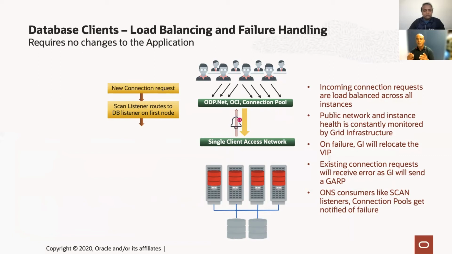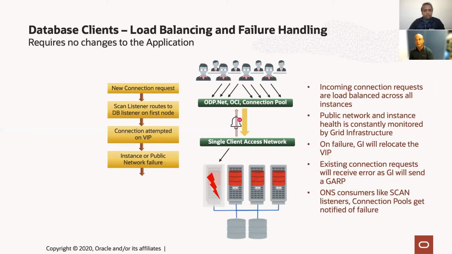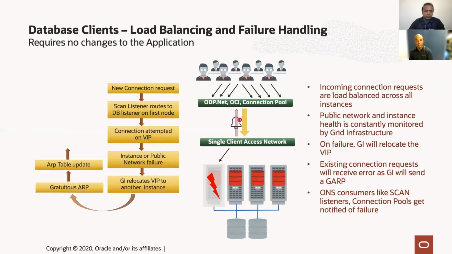So we do all that. Now, if the SCAN says, hey, this one connection request needs to go to a certain node, and if by any chance that node itself crashes, regardless of during the initial connection attempt or during normal operations, we would initiate what we call a gratuitous ARP, which will update the ARP table and redirect the connection immediately to another available node. So the client doesn't wait for what we call a TCP timeout.